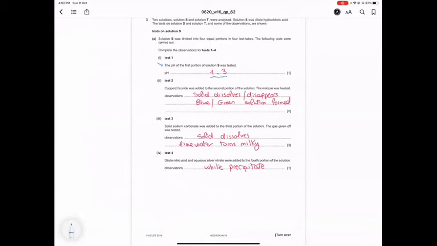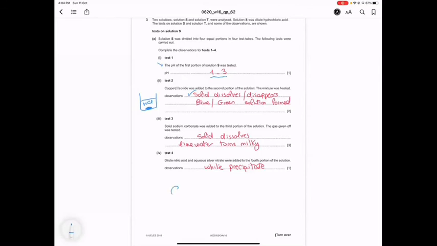Test 2, copper oxide was added to the second portion of the solution, and the mixture was heated. Okay, now take care. Copper oxide is added to HCl. Copper oxide is a solid that will react with HCl. Whenever you put a solid that reacts in a solution, or in an acid, you must say that the solid dissolves or disappears. And this is a very famous mark you lose, okay? You don't say that the solid disappears, you just search for the gas, okay? Here, solid dissolves or disappears. This is the first thing.